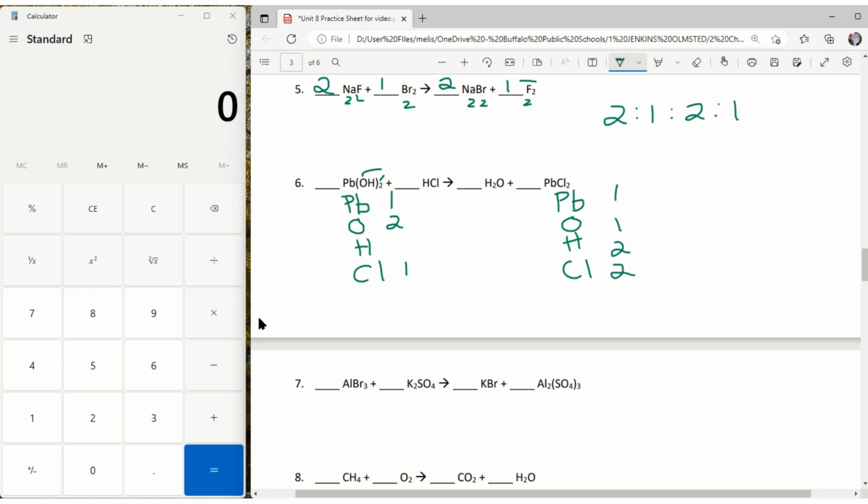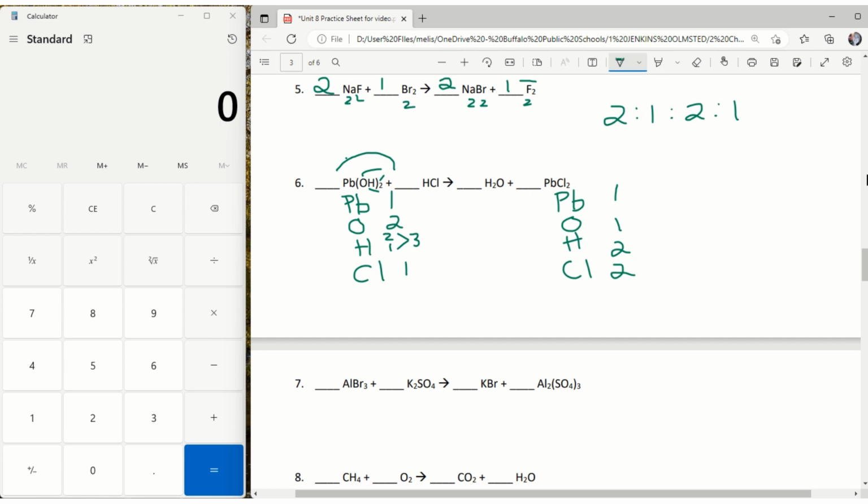And then H's, I have 2 H's right here, but then I also have an H over here. So I have 2 and 1, so together I have 3 H's. This is where it gets a little complicated. Well, I don't want to start with PB because that's balanced, right? O is not balanced. H is not balanced. CL is not balanced. But O is in this complicated formula right here. So that's where I'm going to start.